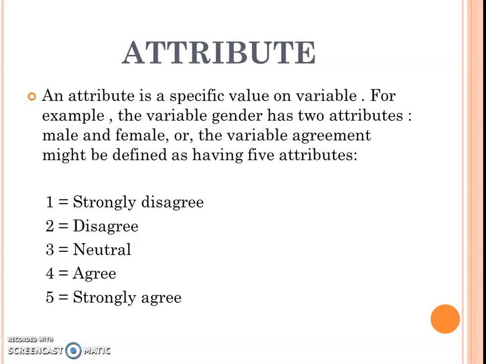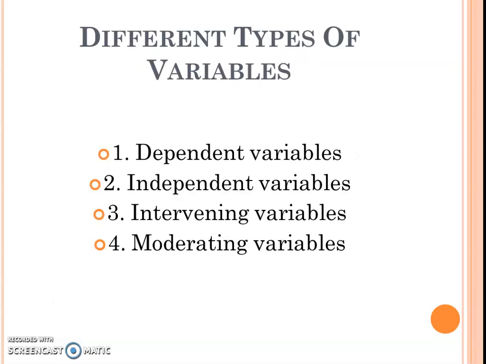When a researcher is conducting a research, he needs to take into consideration all these kinds of attributes. Only then is the study going to be complete. This is what we call an attribute. The specific value is called an attribute, that means strongly agree, strongly disagree, neutral, agree, or in the case of gender, male and female. These are all specific values, and the varying thing is called the variable.